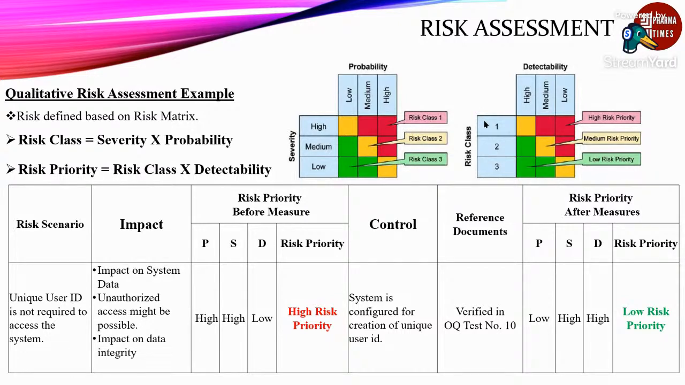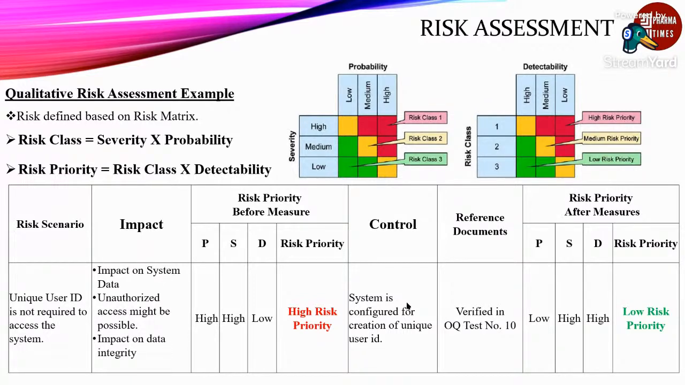Then what is the detectability I defined? It's low. So in the cross section of the second image, detectability low in risk class 1 is in red. So it's a high risk priority. So before the measure, if this type of risk scenario happens, it has a high risk priority.